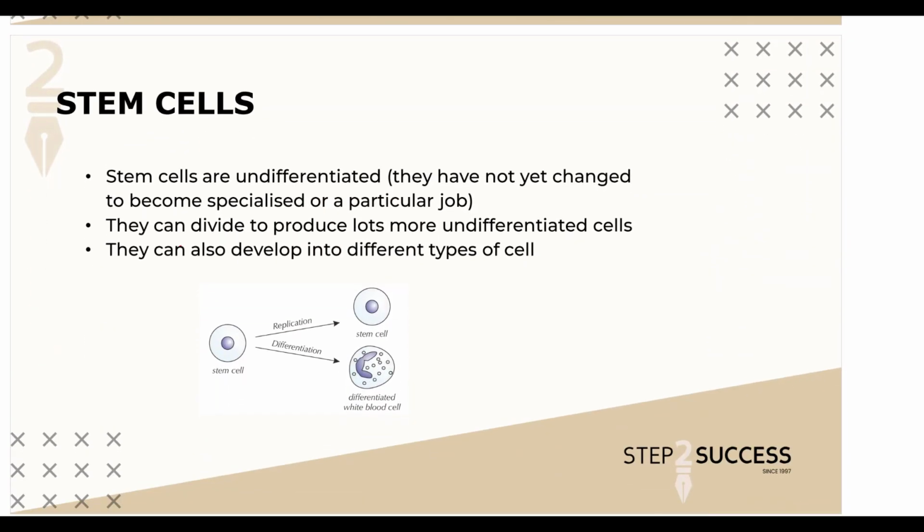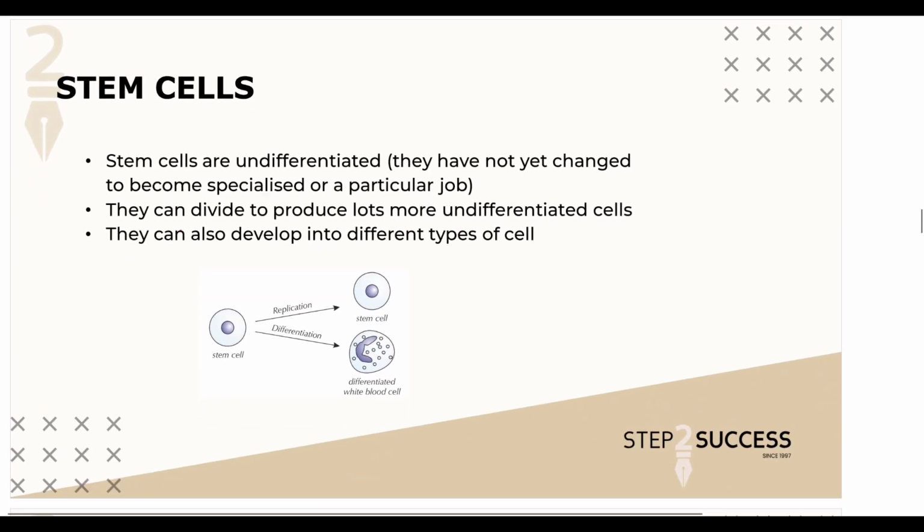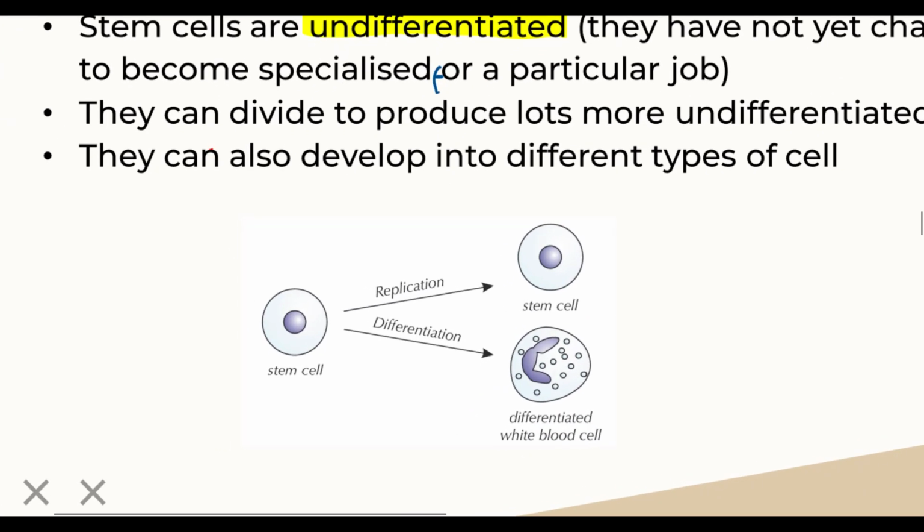Stem cells are undifferentiated. In other words, they're the stage before a cell specializes into one of these cells. So a stem cell is called an undifferentiated cell, because they have not yet changed into a specific type of cell. They have not become specialized for a particular job. They can divide to produce lots more undifferentiated cells as well, and that actually means that they are very, very useful for scientists. So this diagram here just shows that a stem cell can do two things. It can replicate itself, so we get more stem cells, or it can differentiate into a specific type of cell, in this case a white blood cell.